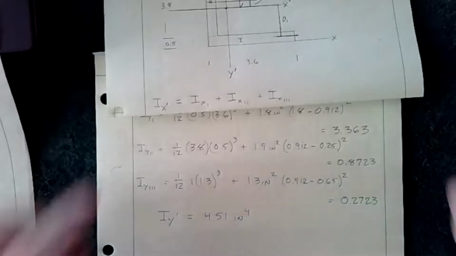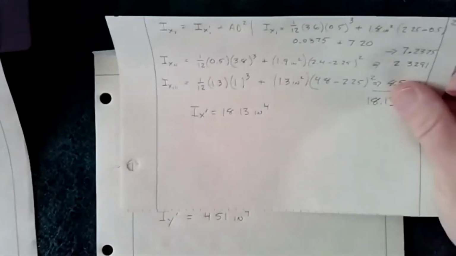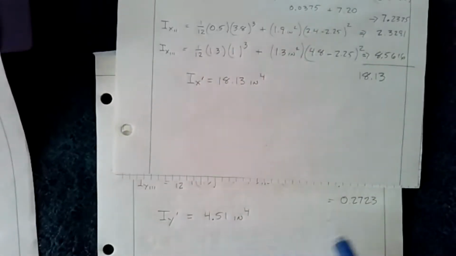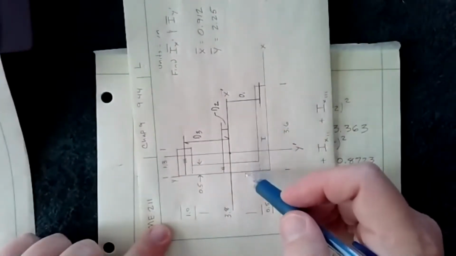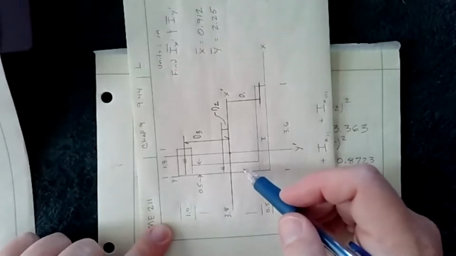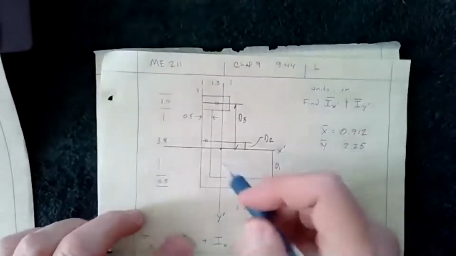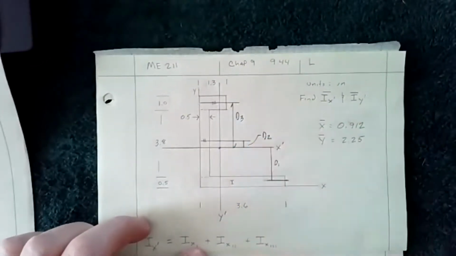All right. And so we had the other one, which was 18, and this is 4.51. So significantly smaller. Again, it can make sense because you have more material closer to the axis of rotation. Whereas when you look at the x-axis, most of the material is away from the axis of rotation.